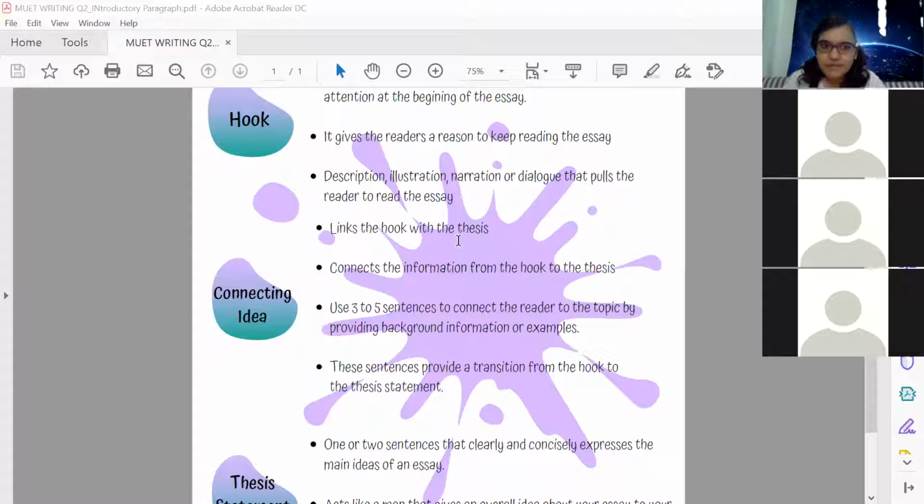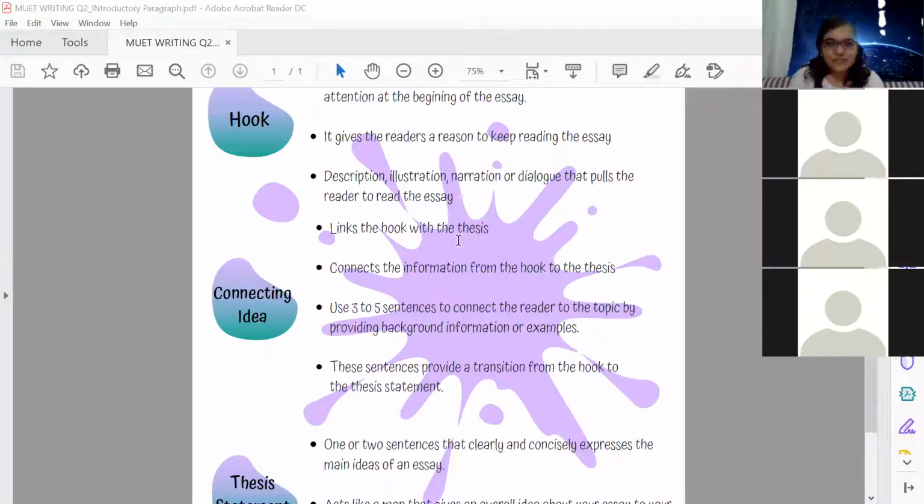Madam, you say the hook is to attract the reader's attention, right? So let's say the hook can catch the attention, and what should we do to make the reader keep reading it? Should we do anything on the connecting ideas or thesis statement to keep the reader?